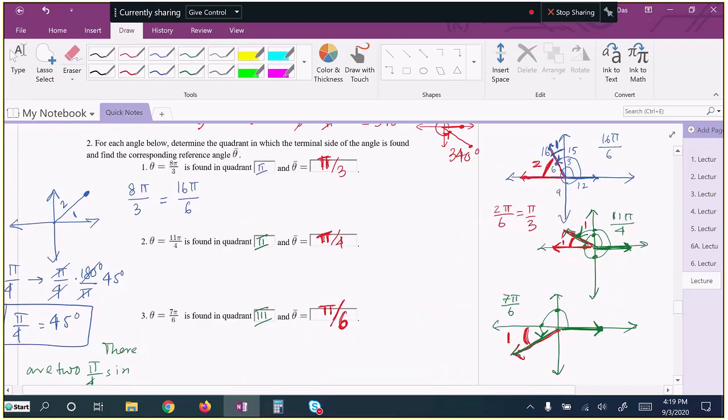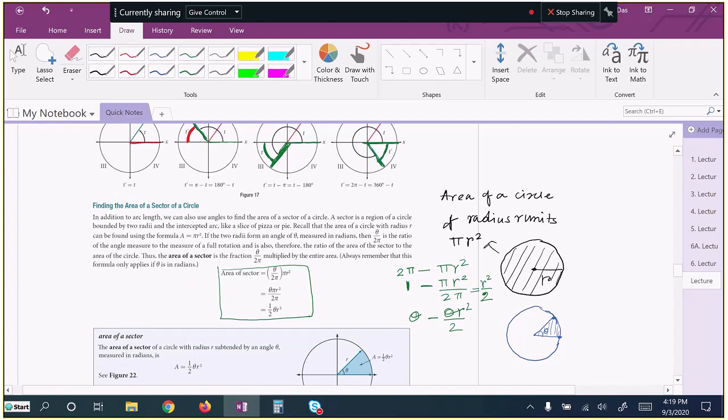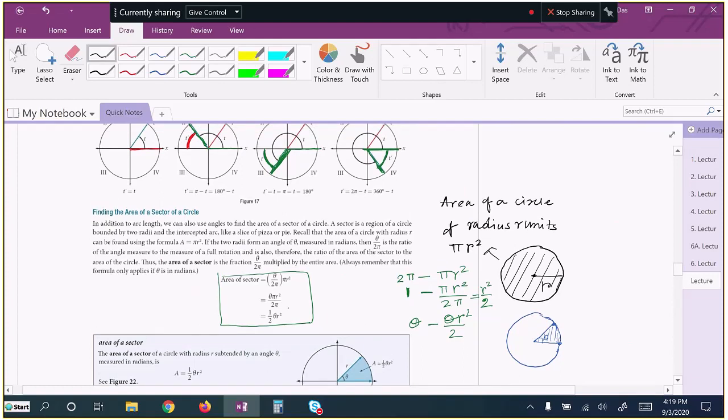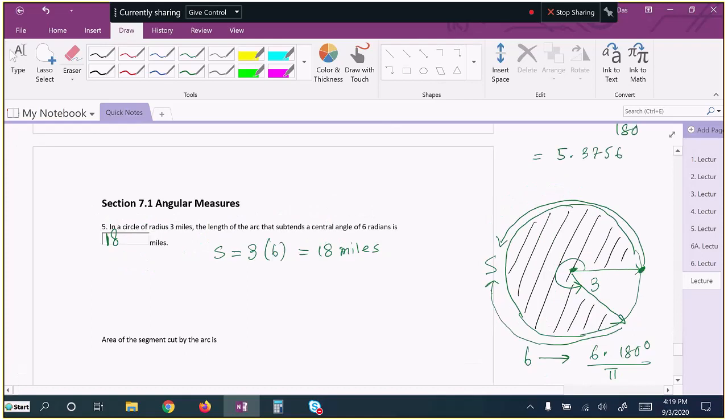So let me go back and show you the formula for arc length and the corresponding angle of angular measure and the area. It's theta times r squared over 2. So we're going to use that formula and answer this question real quick.